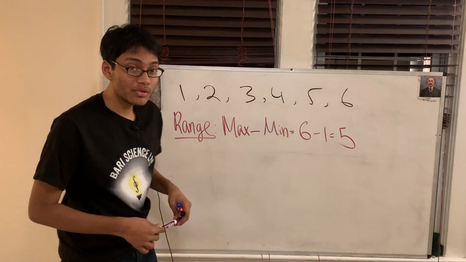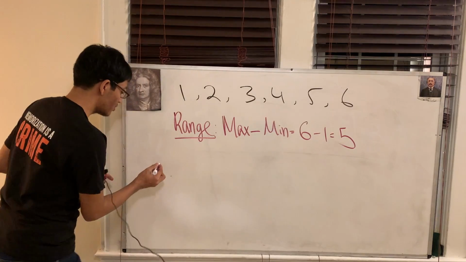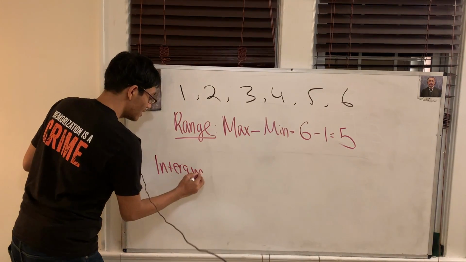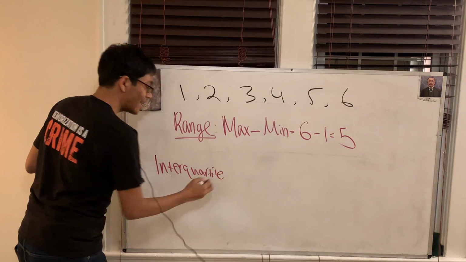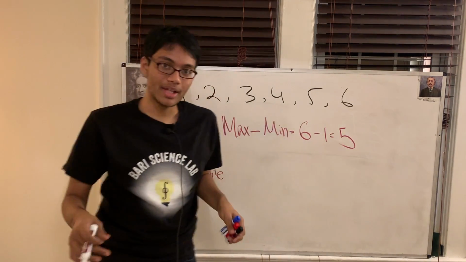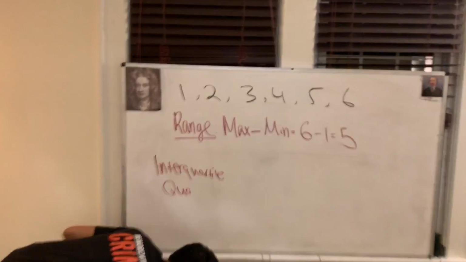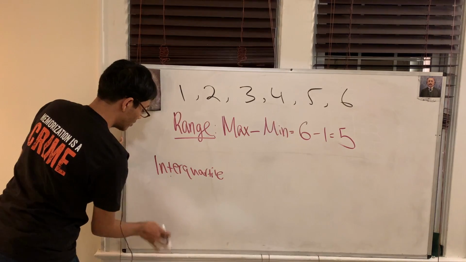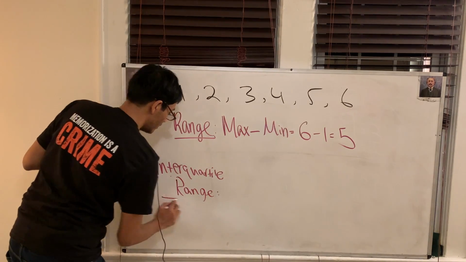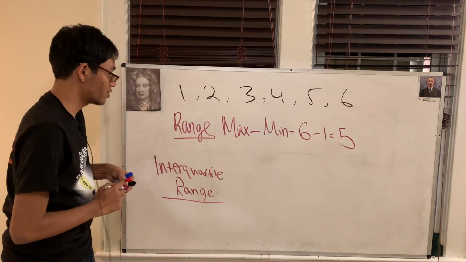Now we can also calculate something called interquartile range. Interquartile range is basically how spread out your middle 50% of your data set is. So let me go ahead and show you how to calculate your interquartile range, also known as IQR. How do we calculate it?